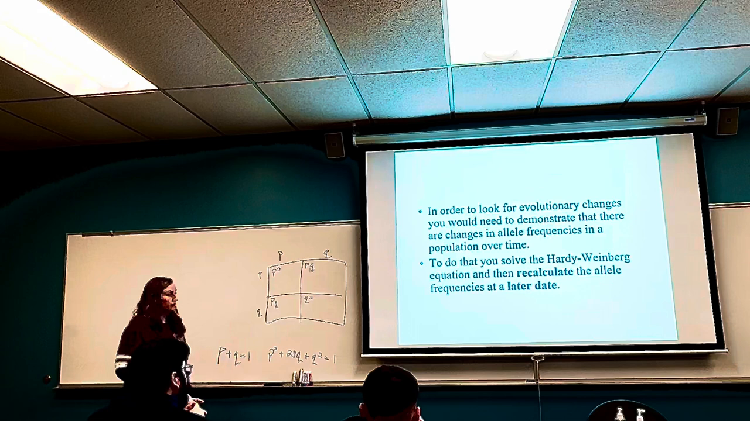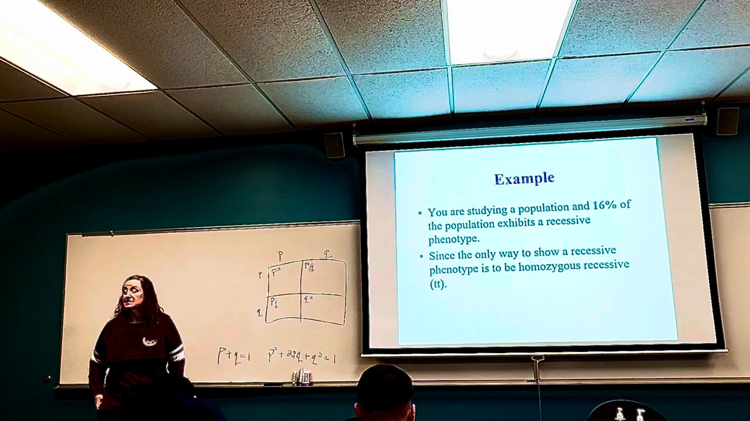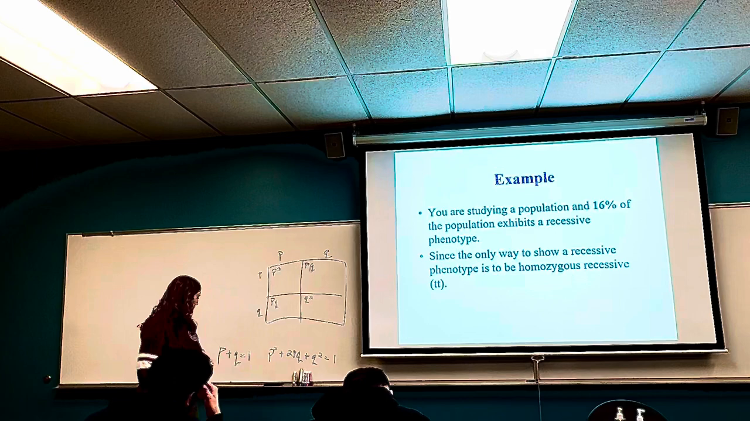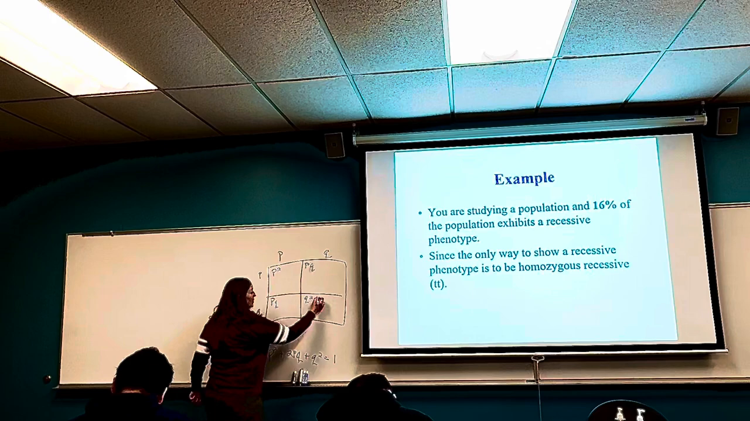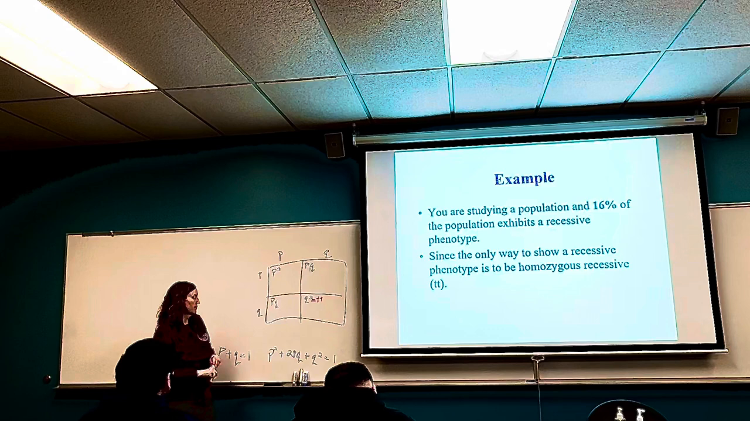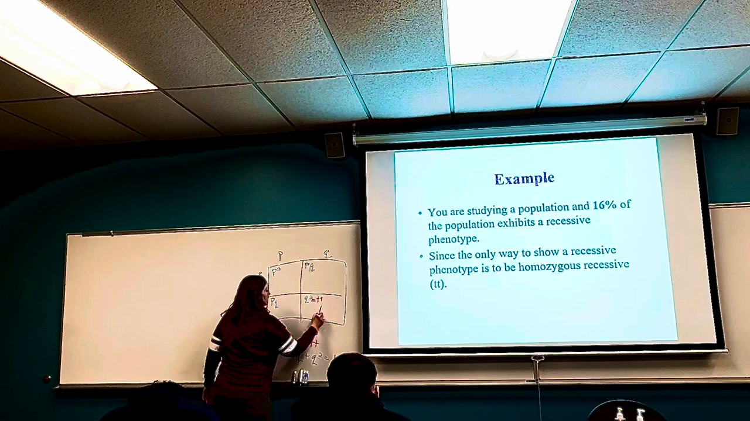All right, we're gonna take a look at an example. In our population, 16% of our population shows the recessive phenotype or trait. They show little t, little t. Little t is q squared. So we can start out with our little t, q squared, 0.16. And we're going to stick that.